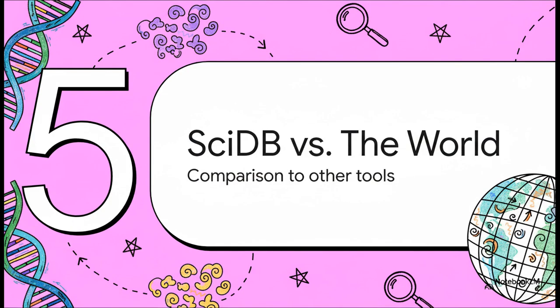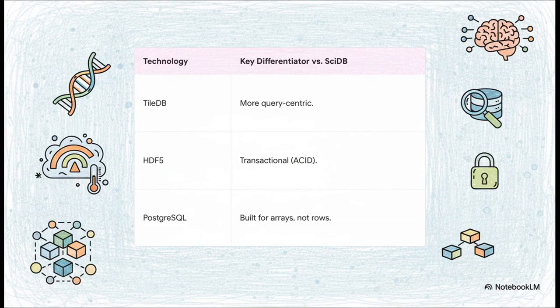Now, of course, SciDB isn't the only game in town. So it's worth asking, how does it actually compare to other technologies you might have heard of in this space? This table gives us a really nice, clean snapshot. So, compared to another array database like TileDB, SciDB is considered more query-centric. It's really fine-tuned for asking super complex questions of the data. Compared to HDF5, which is a common file format in science, SciDB is a full-blown transactional database. There's that ACID guarantee again. It's about data integrity. And well, we've covered this one, but compared to a relational giant like PostgreSQL, the difference is night and day. It's all about arrays, not rows.